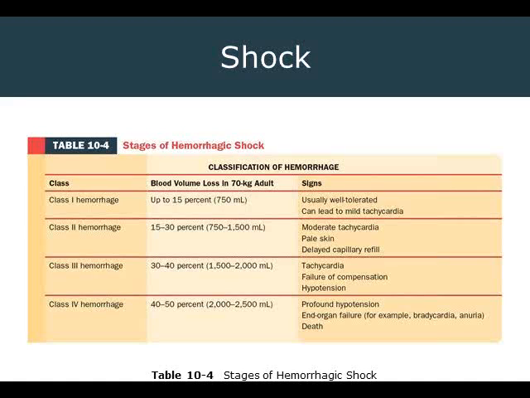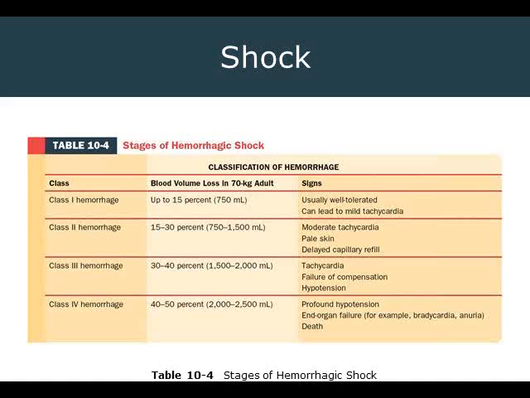not themselves. A class 2 hemorrhage is 15 to 30%, and so that would be 750 to 1500 mLs. They're probably going to have moderate tachycardia, so into the 120s, 130s. Pale skin, delayed capillary refill. So now we're starting to be able to actually even pinpoint this off of just a basic quick primary survey of this patient.